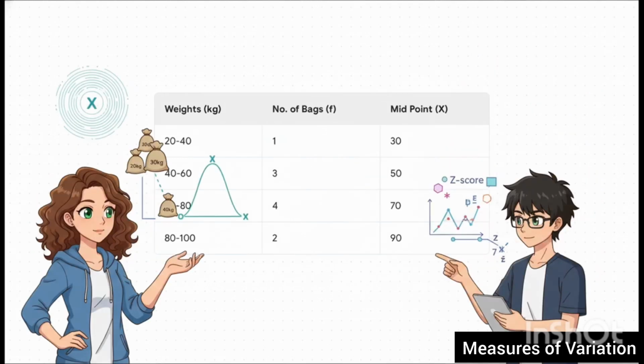First things first, we can't really do math with a range like 20 to 40 kilograms. We need one number to represent that whole group. The easiest way to do that? Just find the midpoint.